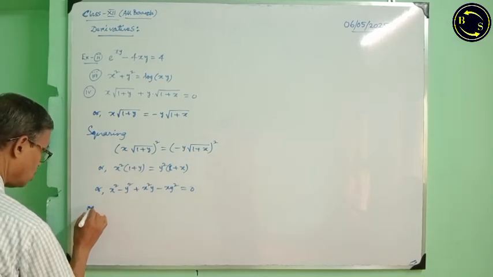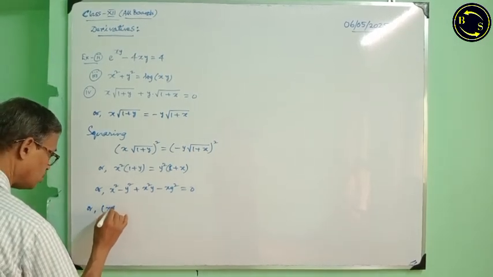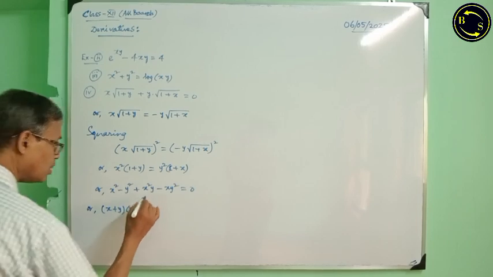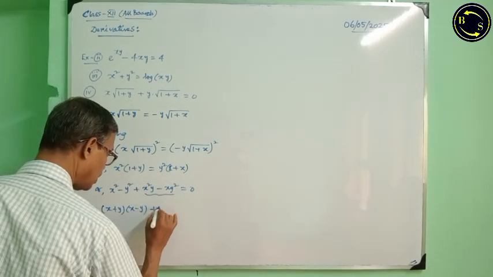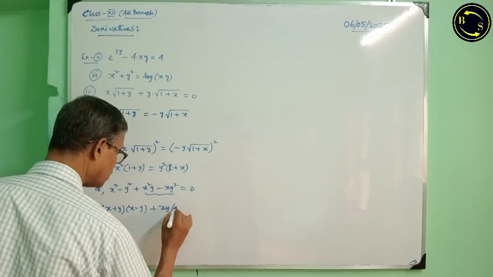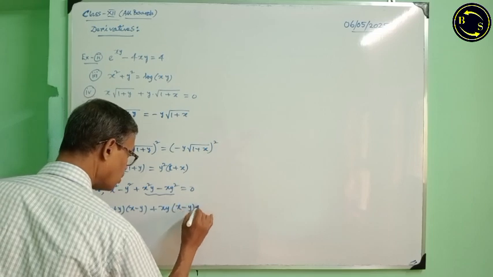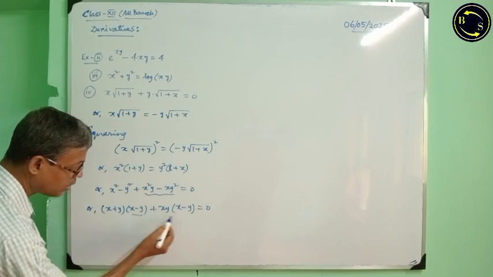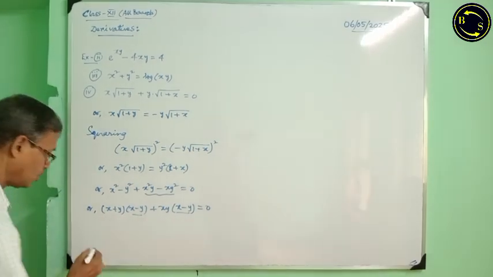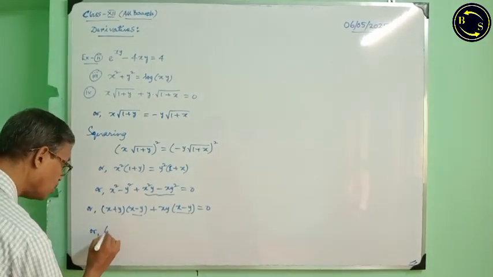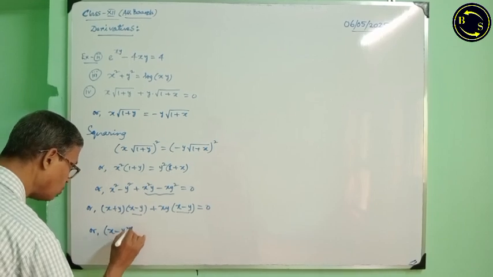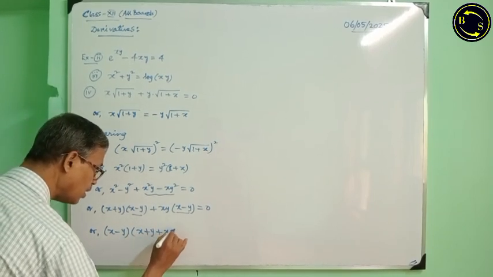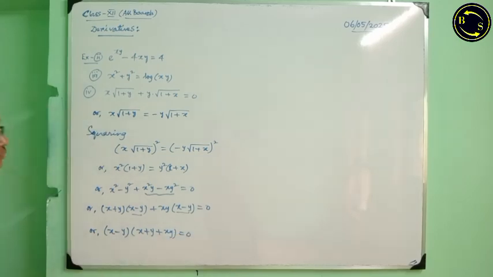Or this is x plus y into x minus y. Now from these two, xy is common factor. Here we see x minus y is the common factor finally. Or x minus y whole into x plus y plus xy equal to 0.